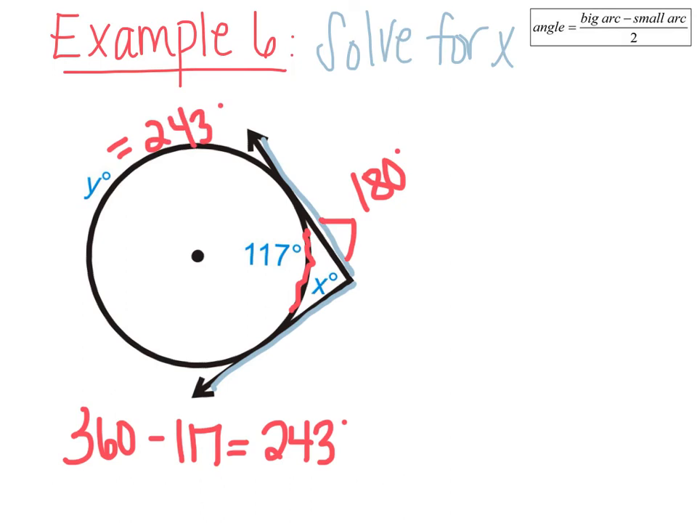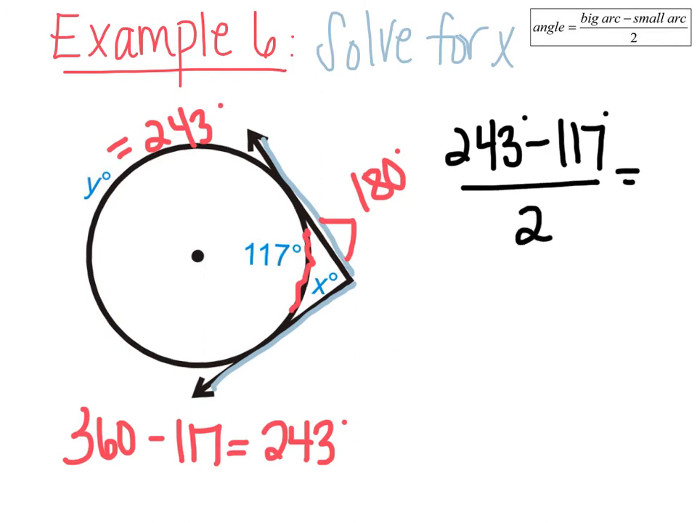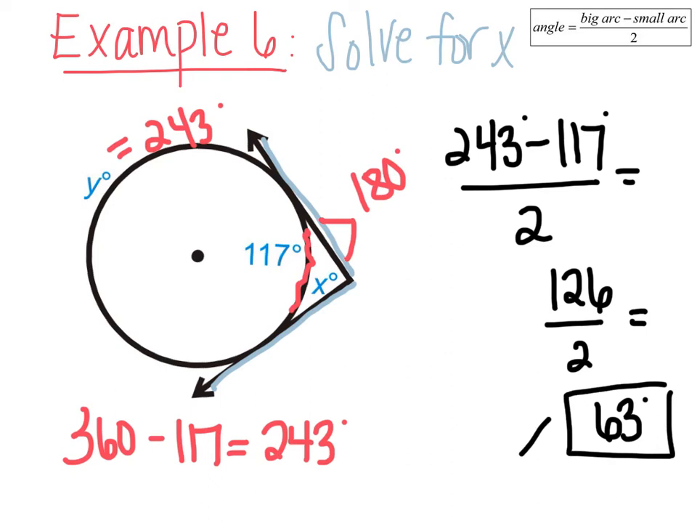And so then we can just plug in information that we know. So we now know the large arc is 243 degrees. Subtract 117 degrees. Put it all over 2. And then we'll be able to find x, or outside angle. So we get 126. And then we get 63 degrees. That is x. We have two answers. X equals 63. And we have y at 243 degrees.